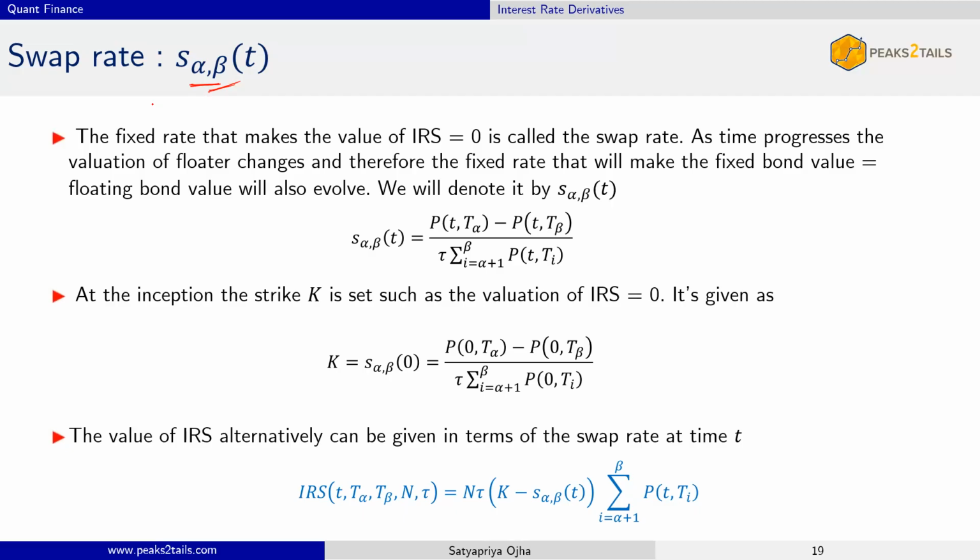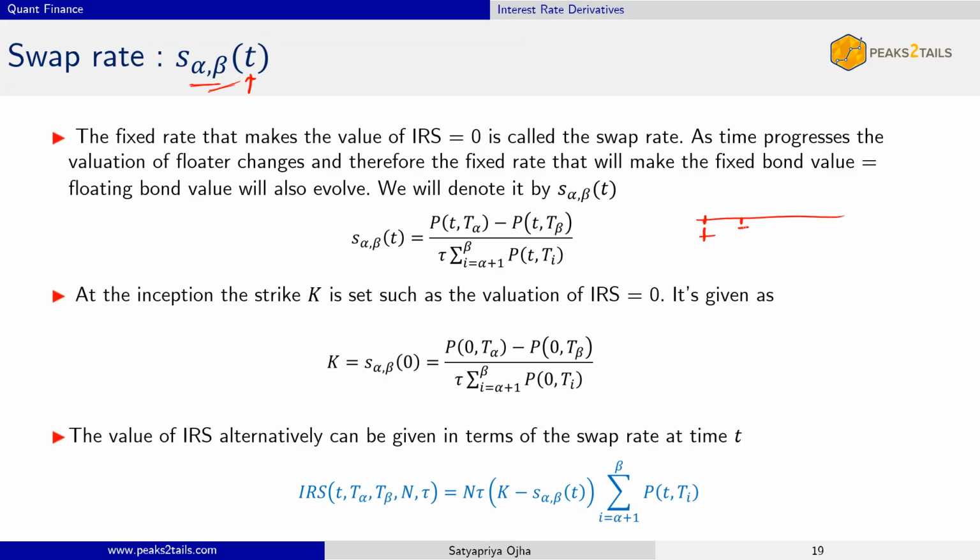Remember, T alpha is the first reset date. You don't get any payments on that. You get it after one period. Defined at any time T, because it depends on your valuation date. The IRS contract remains the same, but your T moves forward. Okay. So here is another important detail.